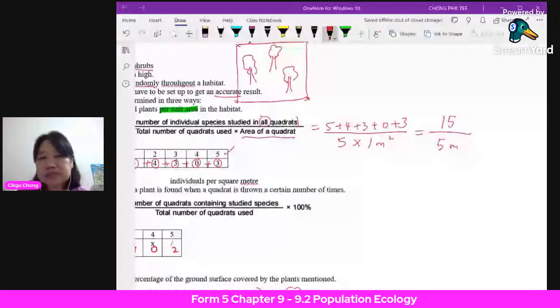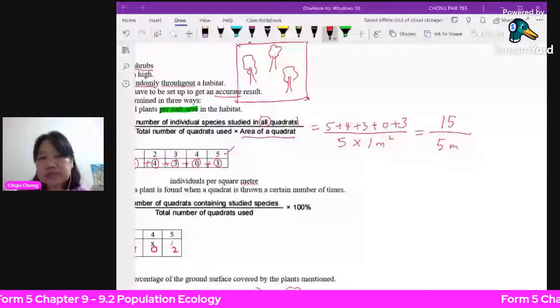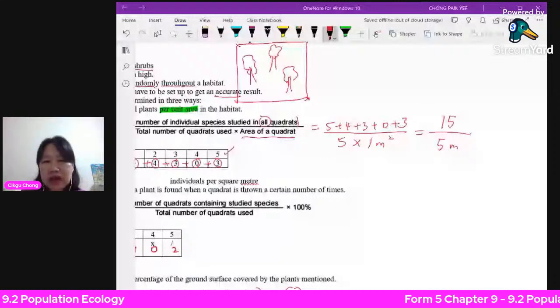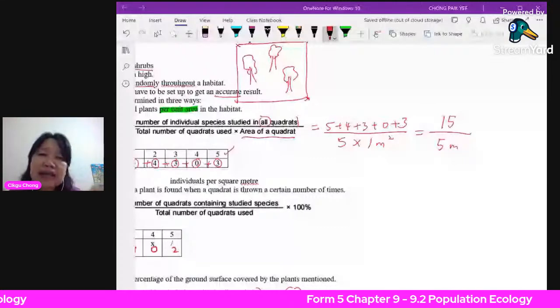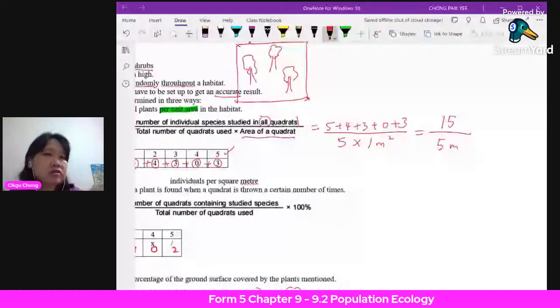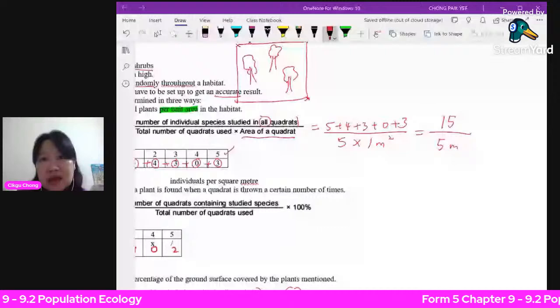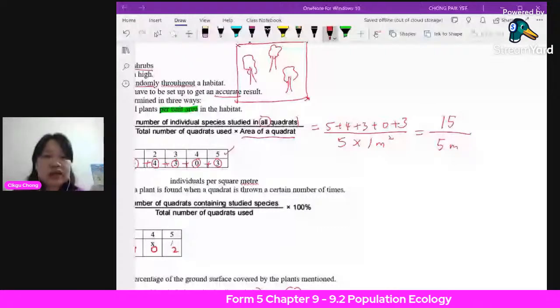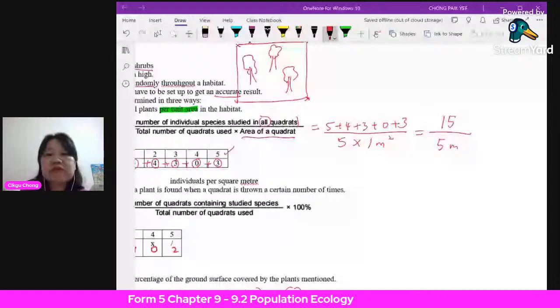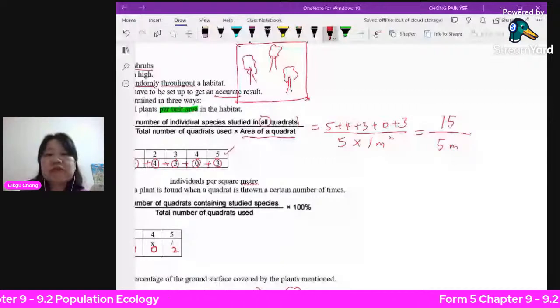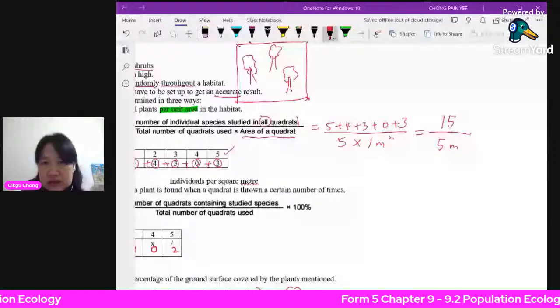Next one, frequency. What's frequency? Frequency refers to how many times you found the plant in your quadrat. How often do you get it? When you throw it, do you get your plant every time? Or are there times when you throw your quadrat but no plant there? So this is called the frequency. Frequency is in percentage, so we times by percentage. How many percent of your sampling do you get your plant?